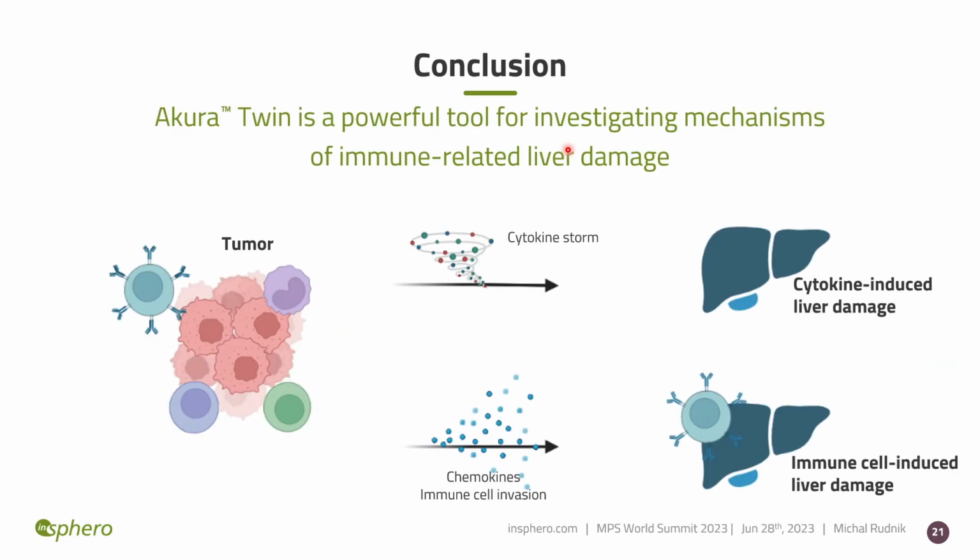To summarize, AcuraTwin allows for combined investigation of tumor-killing efficacy of immunotherapeutics and assessment of liver safety. What is even more important, using our new platform helps to distinguish the mechanism of liver toxicity, either as a direct on-target immune cell-mediated toxicity or as an off-target result of cytokine release syndrome followed by liver damage. And this effect would not be possible to observe in a monoculture.